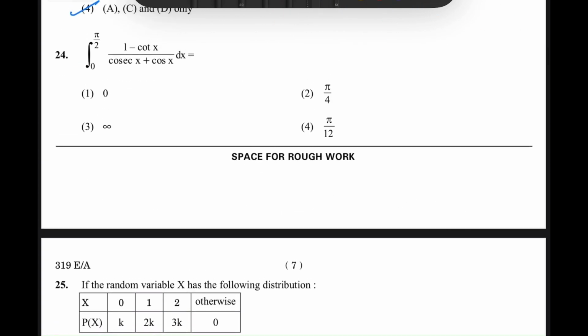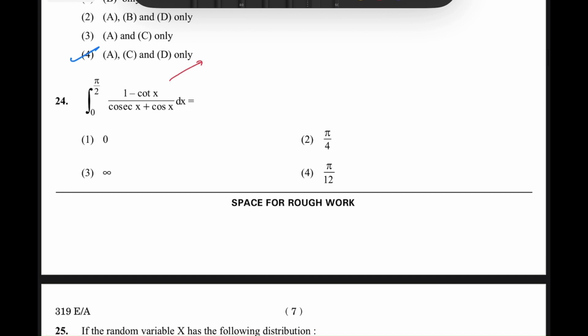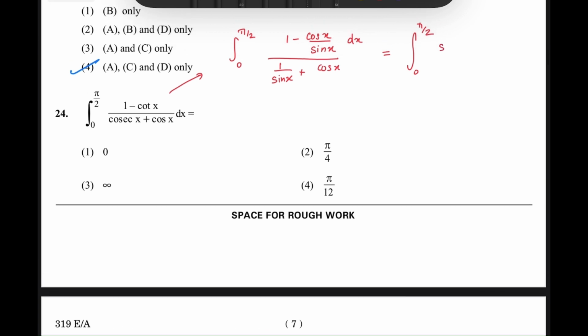Let's move to question number 24 quickly. So he's asking about this integration. Let's convert it into sine and cos first. So what about cot? It is cos x upon sine x. So 1 minus cos x divided by sine x. And then in the denominator you have 1 over sine x plus cos x. Okay, so simplify and we'll get the integral from 0 to 90 of sine x minus cos x upon 1 plus sine x into cos x, and then the dx.